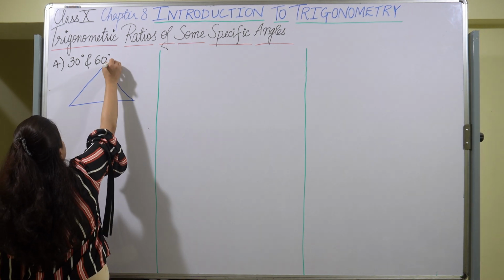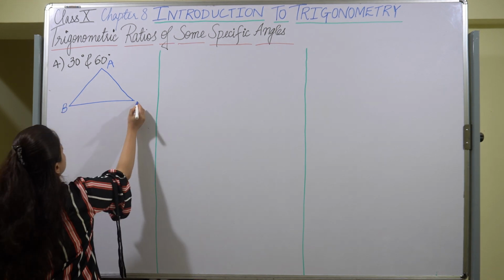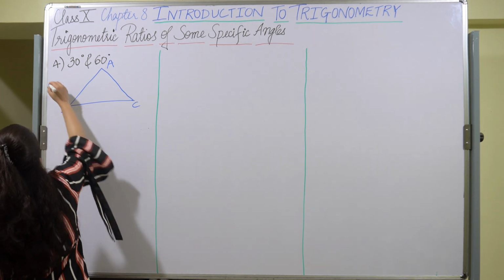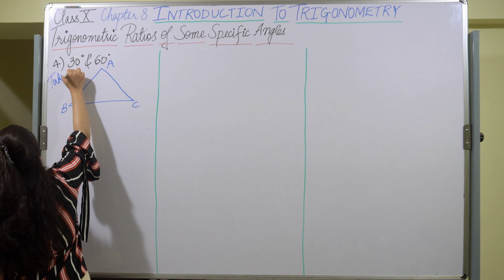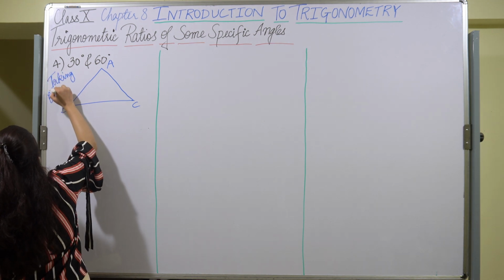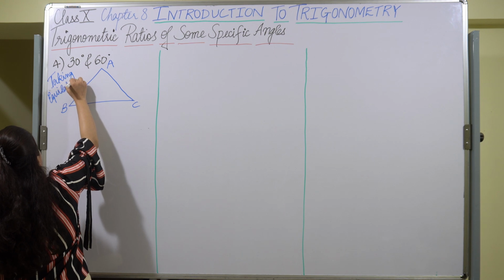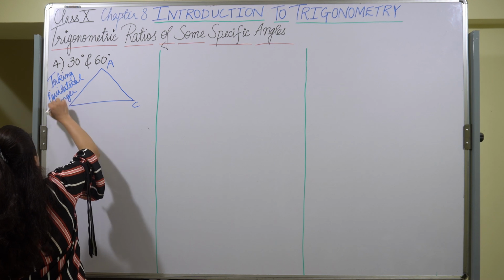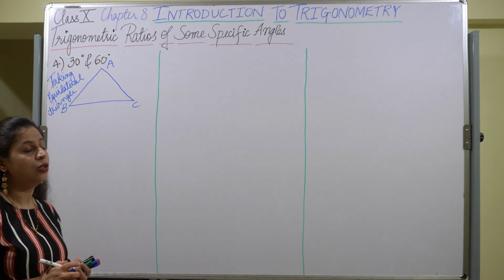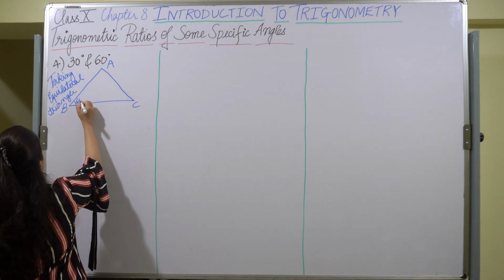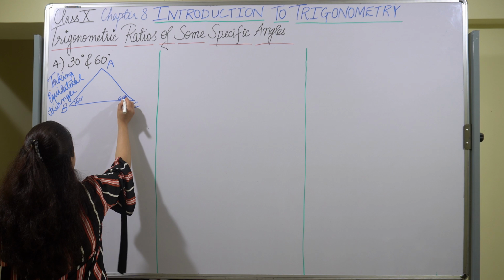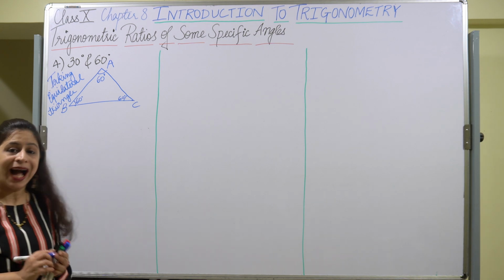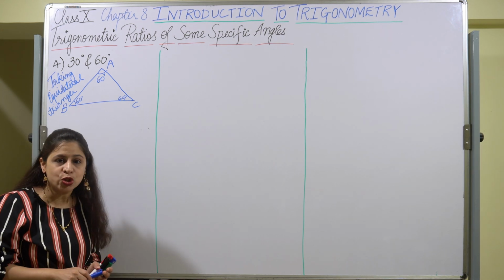So let this triangle be ABC. Right now we are taking the equilateral triangle first. Here we are not having 90 degrees. An equilateral triangle has all the angles equal to 60 degrees. Now we are not having any angle of 90 degrees, so we will be doing a construction over here.